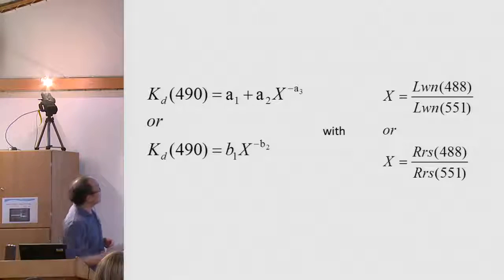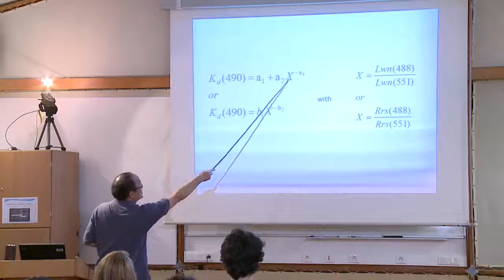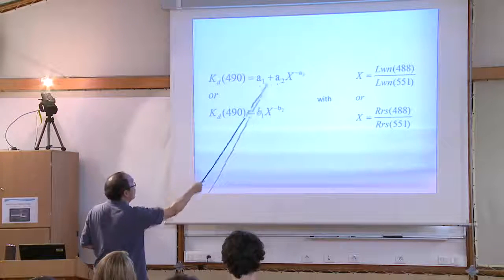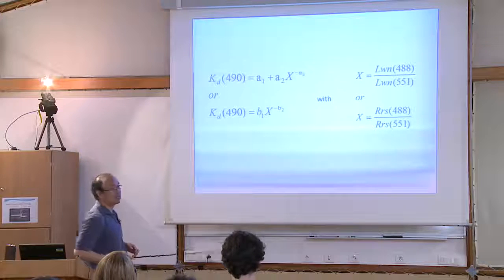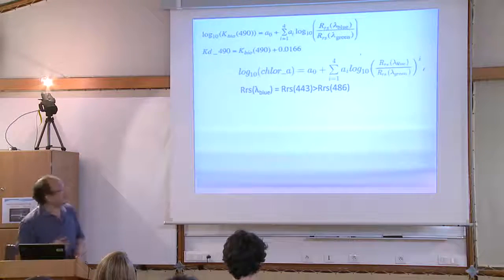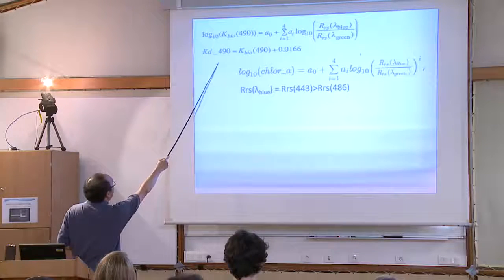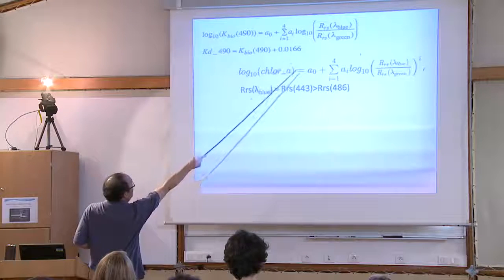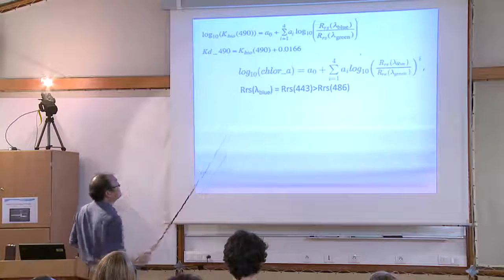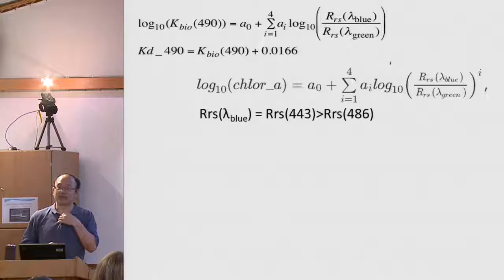In the NASA system, KD 490 is A1 plus A2 times this ratio. These are empirical coefficients, or B1, B2. These are early algorithms. Later on, this has been derived this way. KD 490 is KD bio, it's that formula plus this constant. Okay, that's the standard algorithm used by NASA to get KD 490 for MODIS, SeaWiFS, or VIIRS.